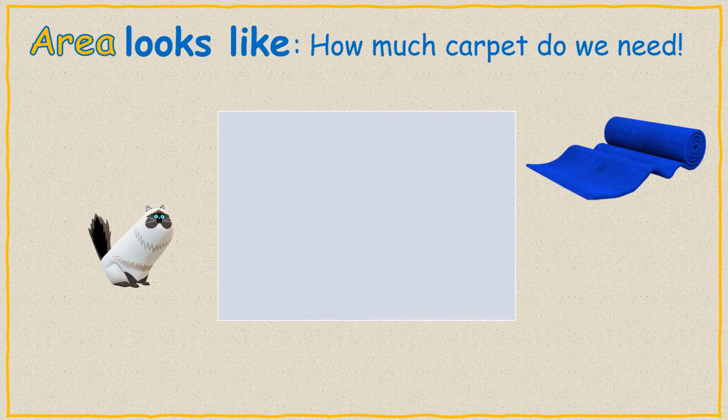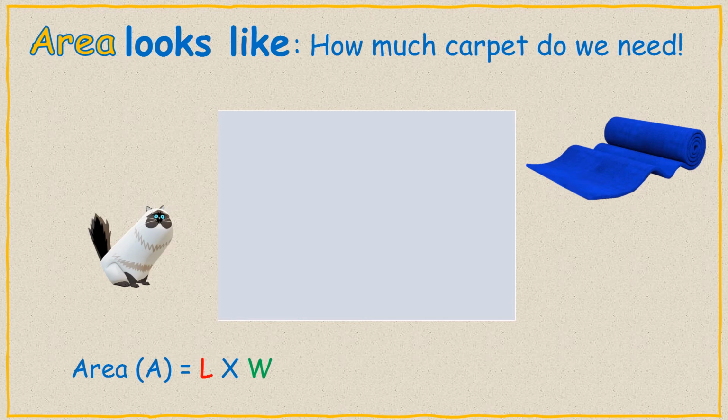Now, I'm going to get carpet for Fluffy, and I need to fill out the entire living room. I can't leave a little place that's not covered at all. So I need to figure out the area of my living room to figure out how much carpet I would need. Now, let's go back to our formula. This formula is perfect for finding area every single time.